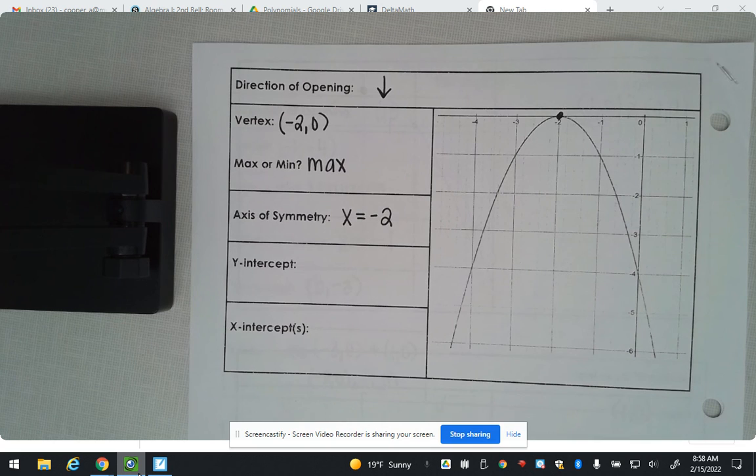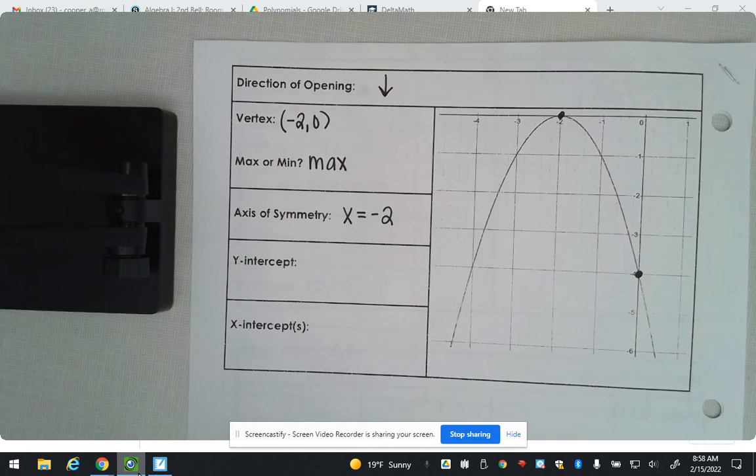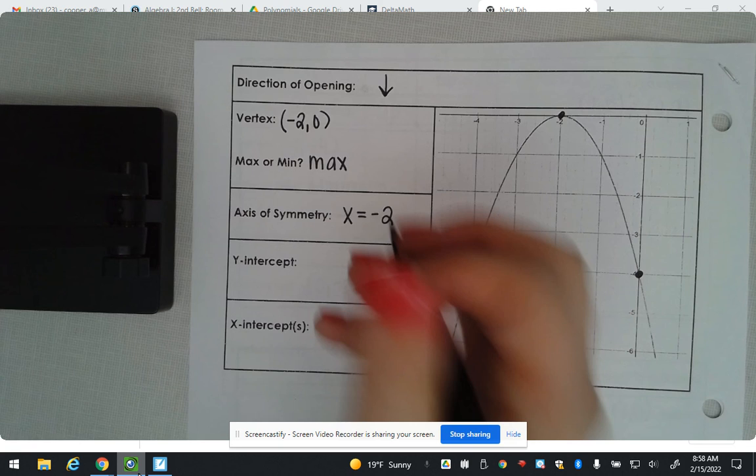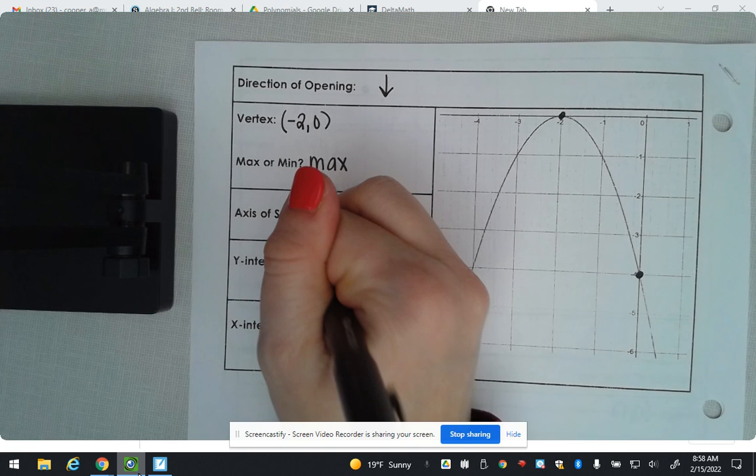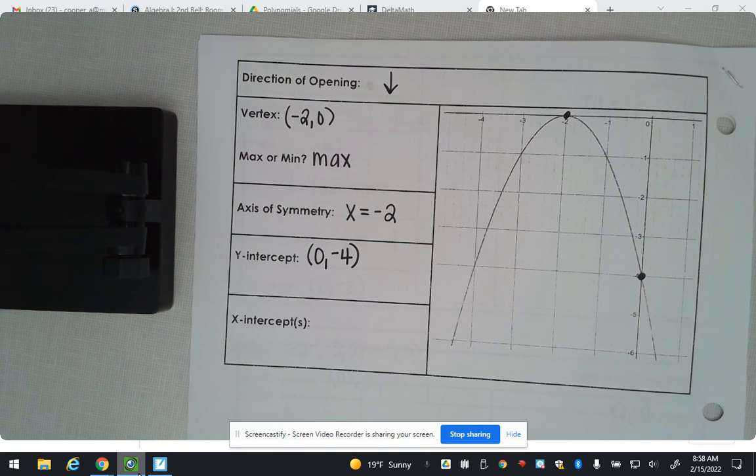How many y-intercepts do I have? You're only allowed to have one, right? Be very careful. You're only allowed to have one. It's right here, correct? What are the coordinates of that y-intercept? 0, -4.